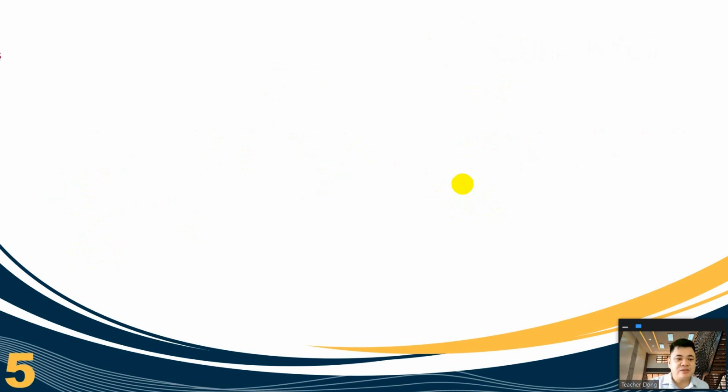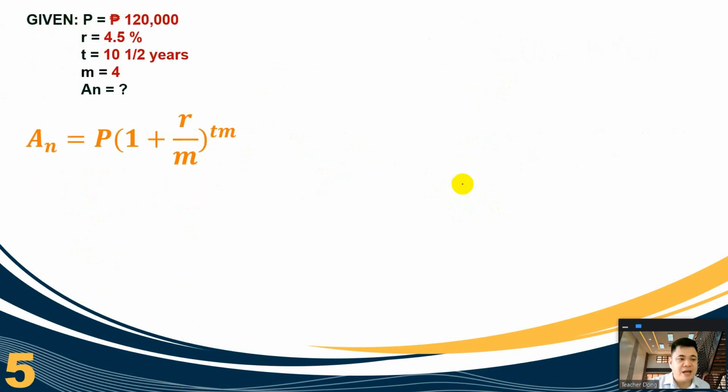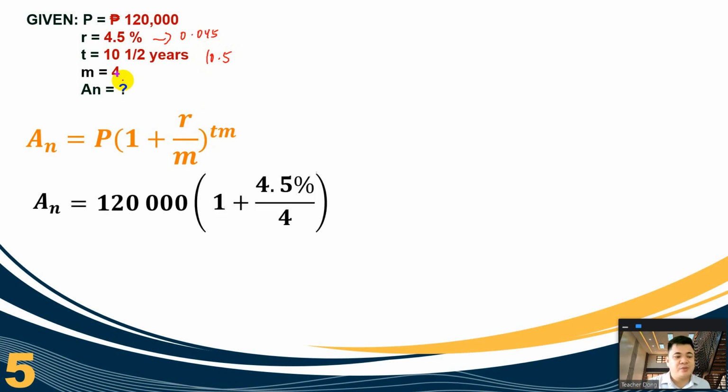Alright, so we are now ready to solve for this using the maturity value formula. Our given values are 120,000 pesos for the principal. The rate is 4.5, or you can make this 0.045. Teacher, can we use directly 4.5% in the formula using the percent symbol? Yes, there's no problem with that. Much better. And then time is equal to 10.5, and our M is equal to 4. Now, substitute the values. 120,000 times 1 plus 4.5% over 4, raised to the power of 10.5 times 4.